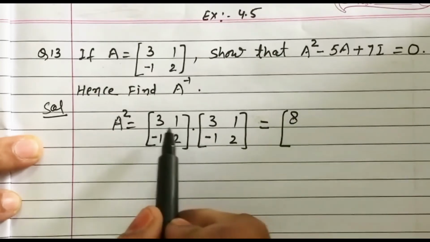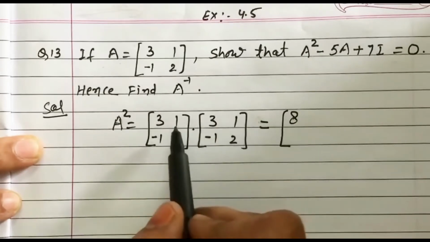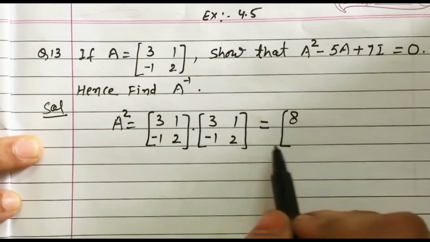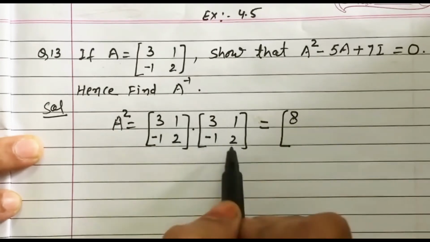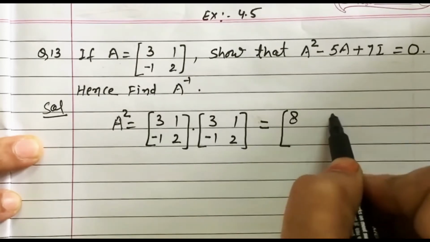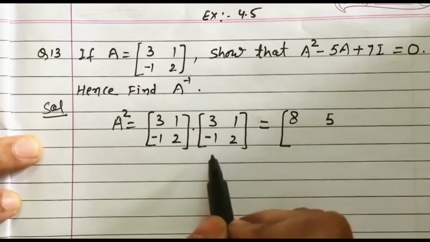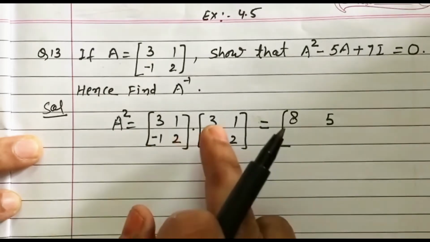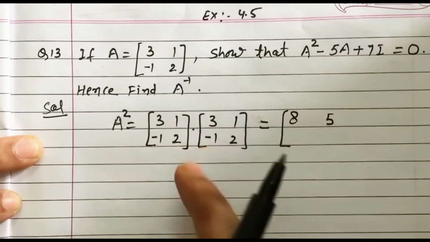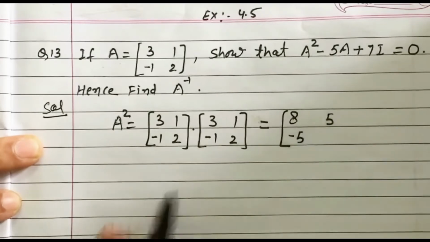Now the same row multiplies with the second column. 3 multiply with 1 and 1 multiply with 2, and then add. 3 1s are 3 and 1 2s are 2, so 3 plus 2 is 5. Now second row multiply with the first column. Minus 1 multiply with 3 gives minus 3, and 2 multiply with minus 1 is minus 2, so minus 5.